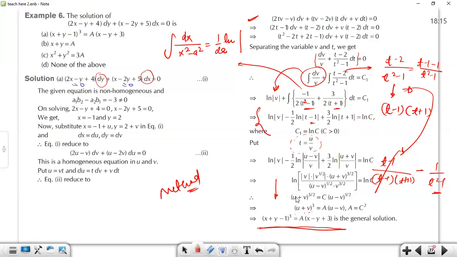So could you solve that too, please? Yeah, please, I'll do that. So let's solve from the starting, or from where should I solve? So from the starting itself. Okay, no problem.